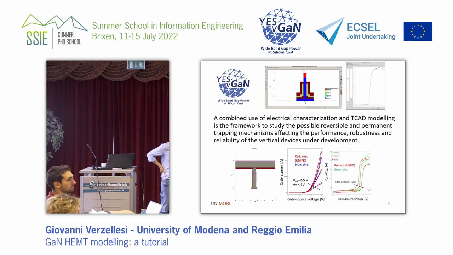How do you simulate the buffer? Because typically a sequence of superlattice is used, and aluminum nitride, so you have quantum wells and barriers, and also interface traps. How do you account for this?